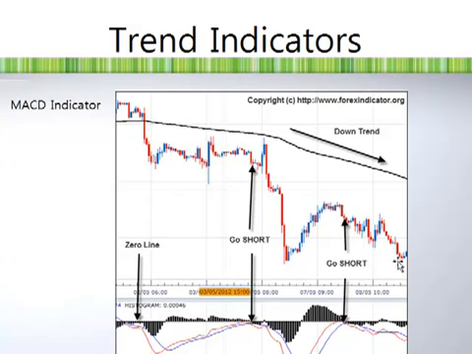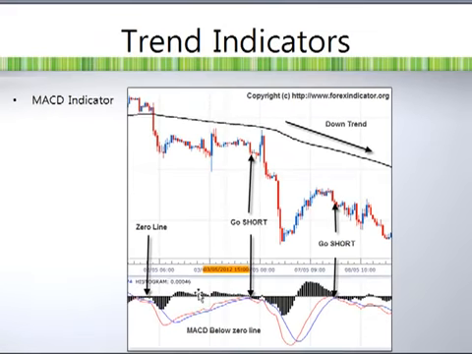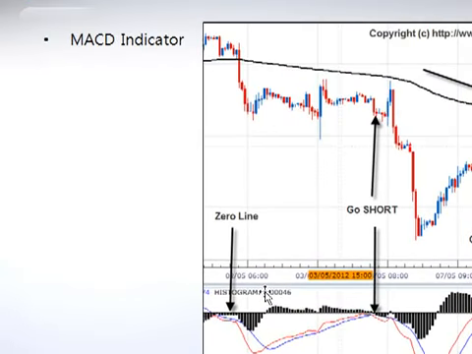So this method only works when you are in a strong downtrend. First of all, I always look at my 200 EMA to see if I have a strong trend, either up or down. The second thing I look for is my MACD indicator. I'll check whether the MACD line is below the zero line if it's a downtrend. If it's an uptrend, the MACD line must be above the zero line.